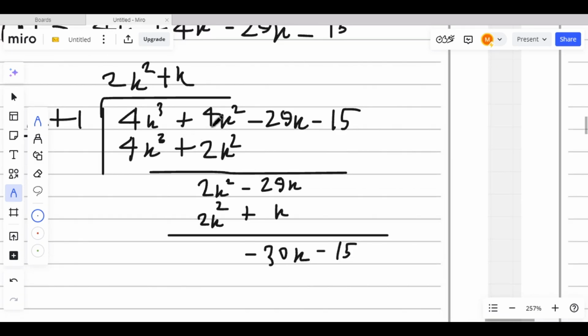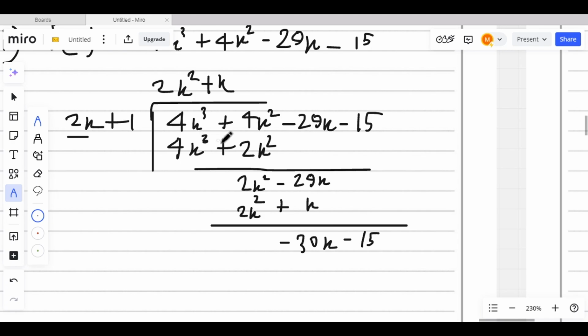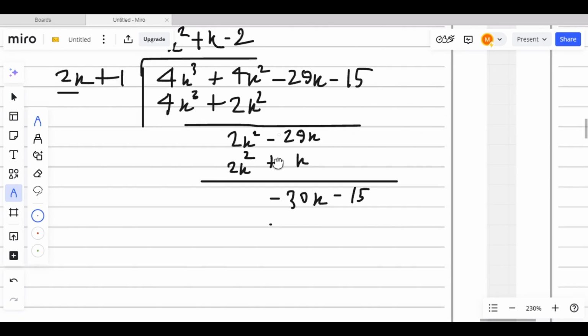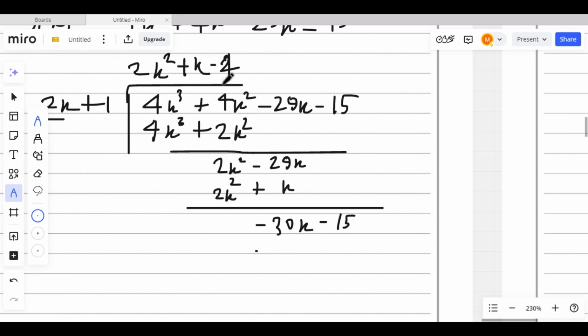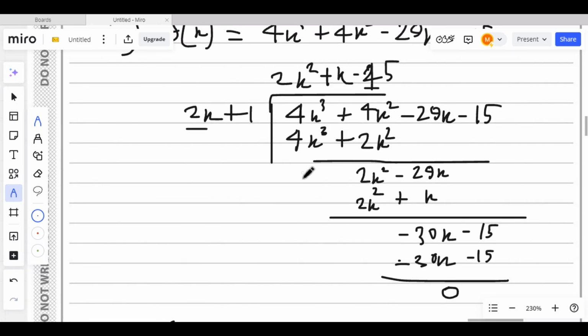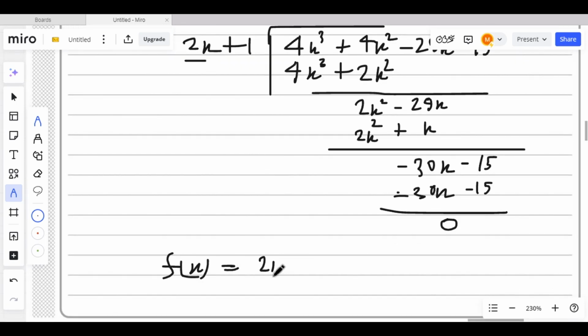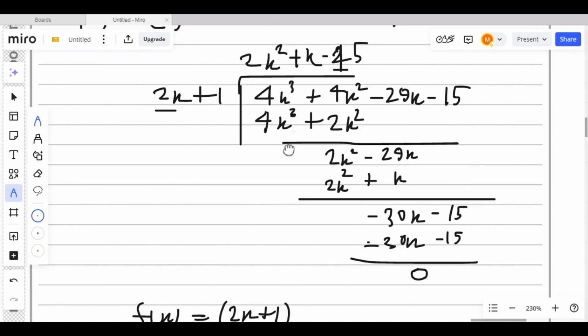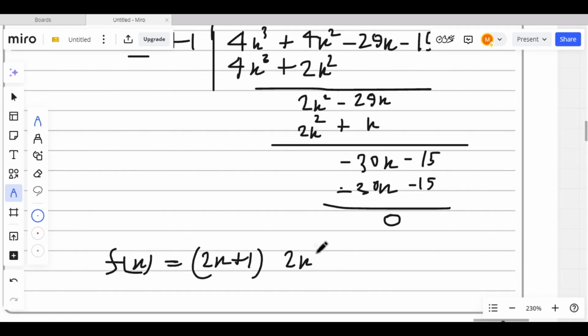Now you can do the multiplication. We will have 0 remainder. So we need to multiply by negative 15. So we'll get negative 30x negative 15. The remainder would be 0. So we can write f of x equals 2x plus 1 times 2x squared plus x minus 45.